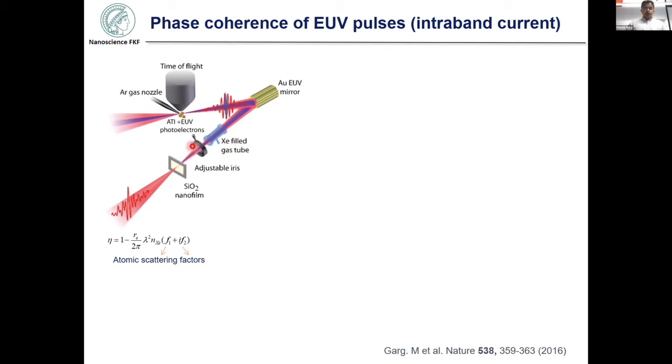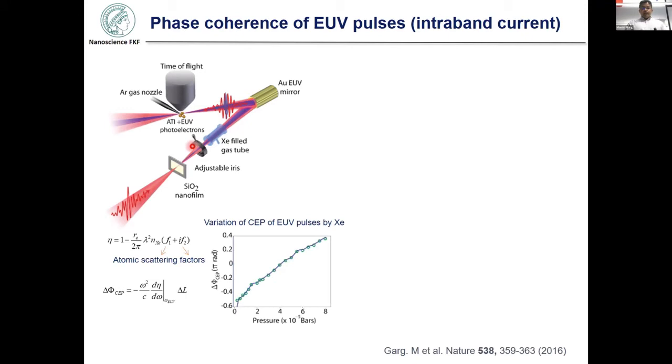The pressure that we put into this gas cell is very small, so it does not introduce any group delay to the EUV pulse, and it also does not distort the pulse. So the GDD, the group delay dispersion, is also quite small. And for sure, these small pressures do not change the optical pulse at all.